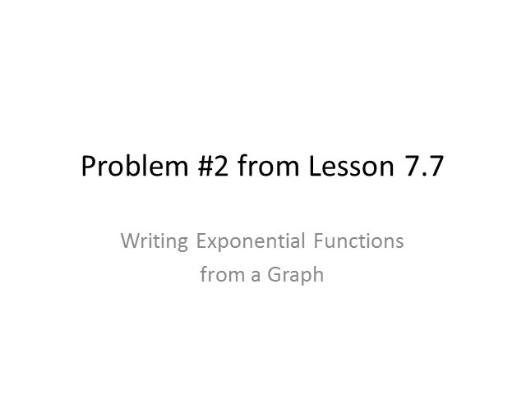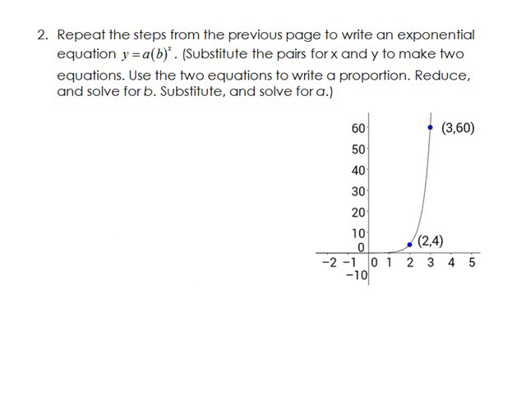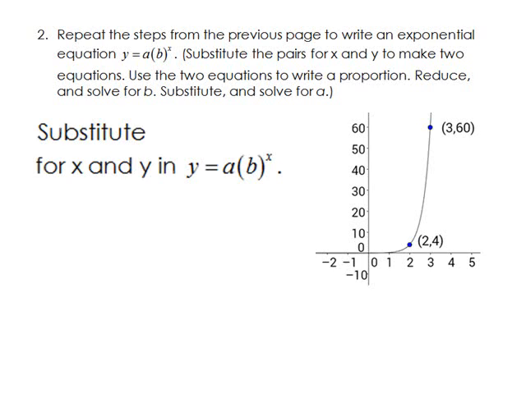Here's my solution for problem 2 from the lesson on section 7.7, writing an exponential function from a graph. In problem number 2, we're asked to write an exponential equation to describe the graph passing through the points (2, 4) and (3, 60). The first step is to substitute for x and y in the equation y = a times b to the x power.